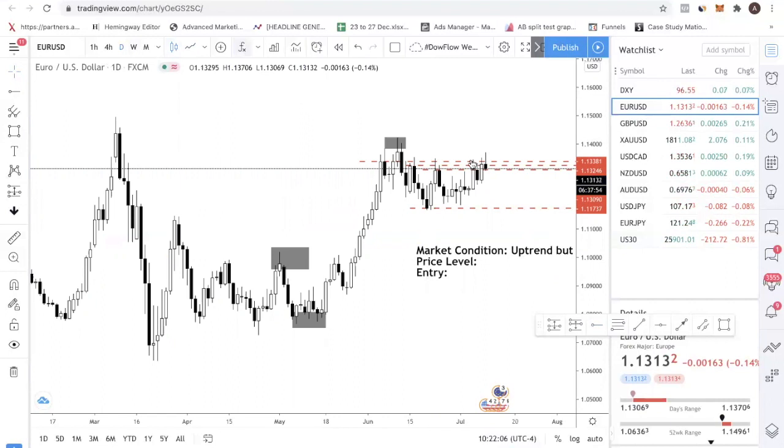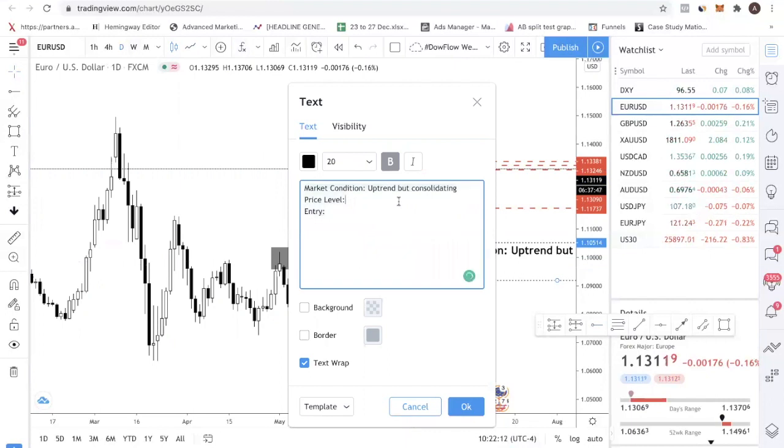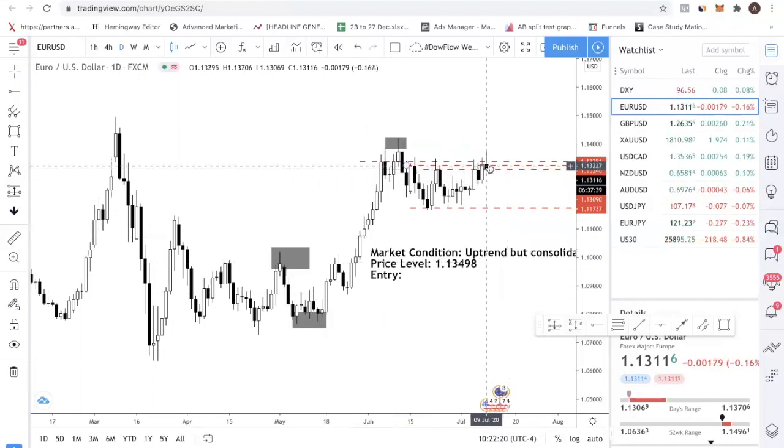So you have something like that, so you know that price is at resistance, and the price level is about 1.13498. The last step of the entry is you need a nice candlestick pattern, which hasn't happened yet. This is how you apply the strategy.